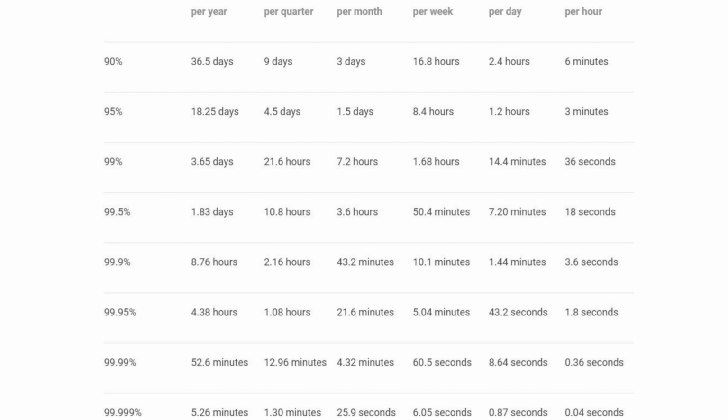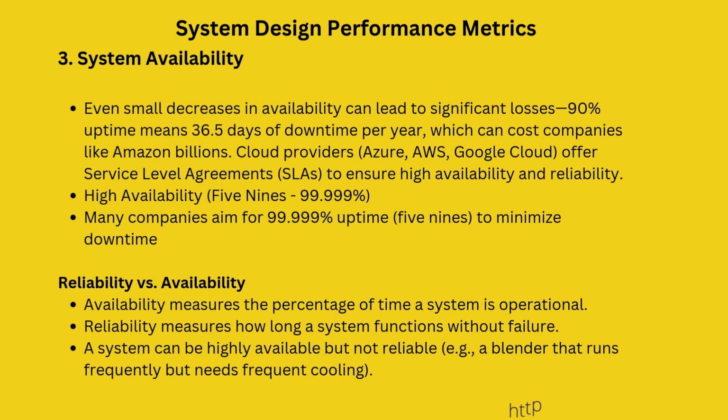Cloud computing services like Azure, AWS, and Google Cloud have service level agreements to commit to system reliability and availability, which is the five nines, that is 99.99%. So what's the difference between reliability and availability? Availability measures the percentage of time the system is operational, and reliability measures how long a system will function without failure. A system can be highly available but not reliable.